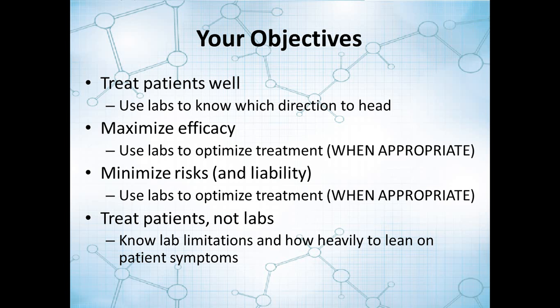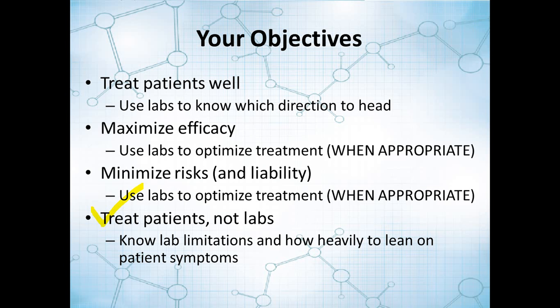In terms of baseline testing, you can use labs, of course, to know which direction to head. Do I need to add testosterone in, or just estrogen, progesterone? What are we doing with a particular patient to start with? And then in terms of HRT, we want to maximize efficiency and minimize risk, which means we're going to use labs to optimize treatments, but we need to know when that's appropriate and by what means that's appropriate. And ultimately, we're treating patients and not labs.